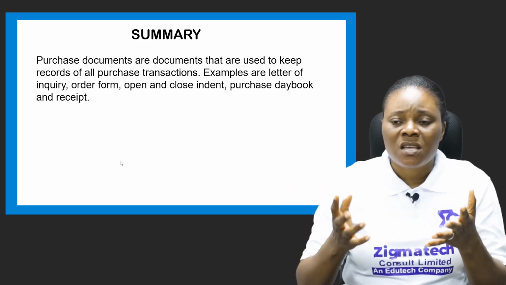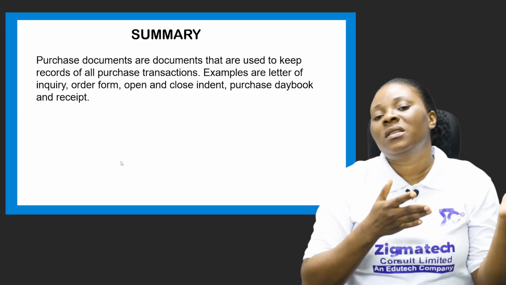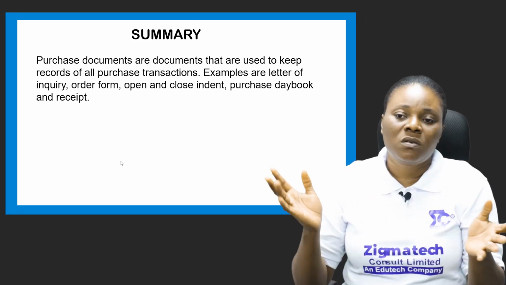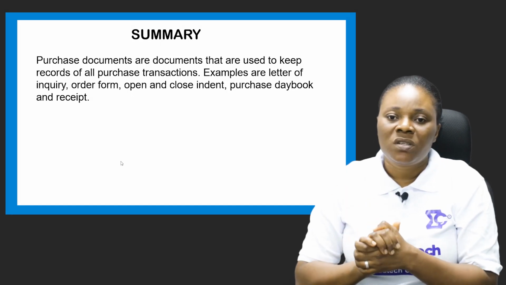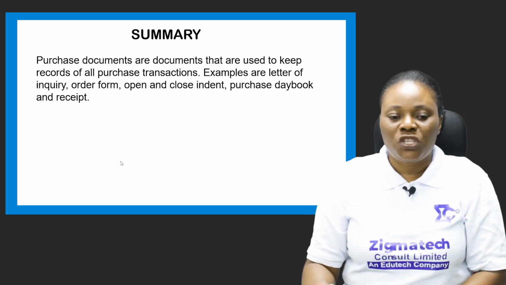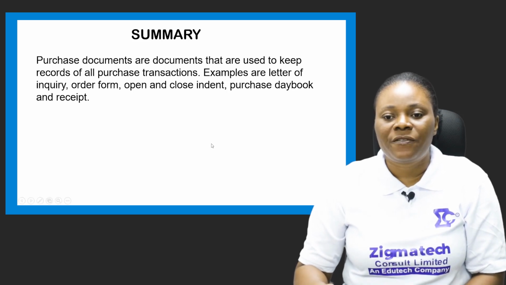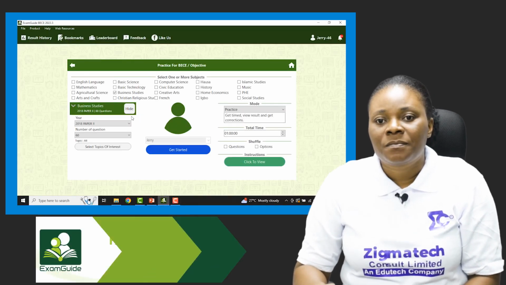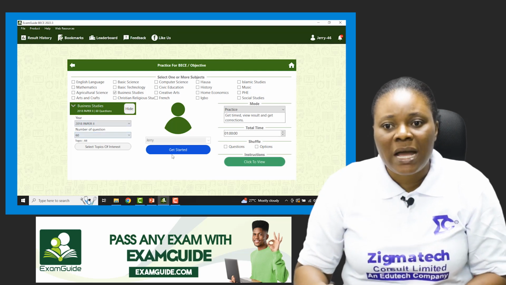Then lastly, we looked at the receipt that serves as evidence for payment made. It's a proof that you have paid the amount on the invoice. It's also a proof that you have paid for goods bought. We also looked at the various items that can be found on the receipts. So this is what we have for today's class on the topic purchase documents. Before we go, let's take some questions from our exam guide.